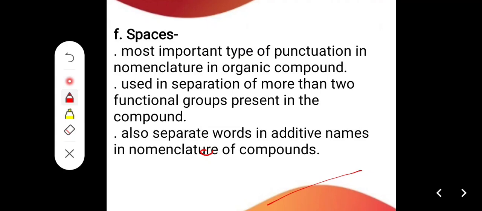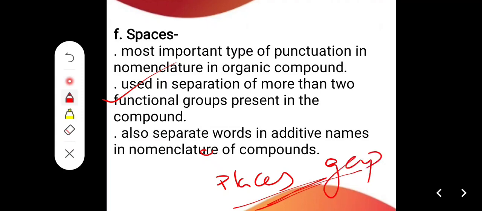Spaces are used in separation of more than 2 functional groups present in the compound. If more than 2 functional groups are present in a compound, for separation we use spaces. Spaces means places, the same thing, places. In between them there should be a gap. Okay. Spaces also separate words in additive names in nomenclature of compounds. Sometimes if they are additive names, for separation we use spaces also.